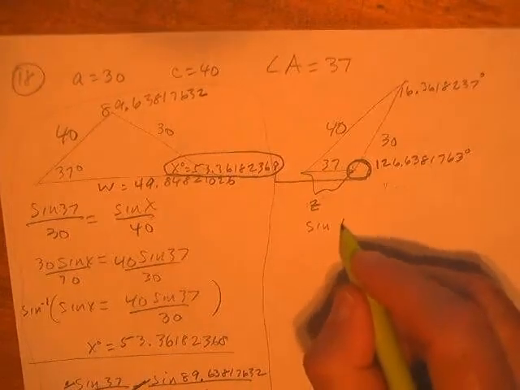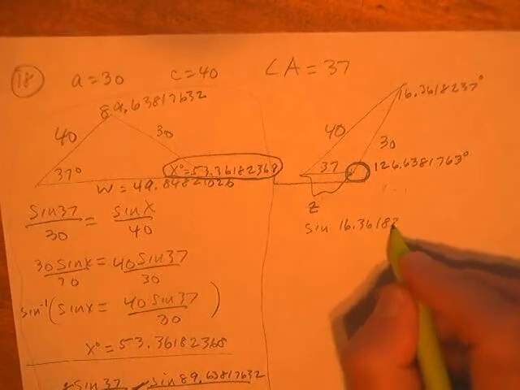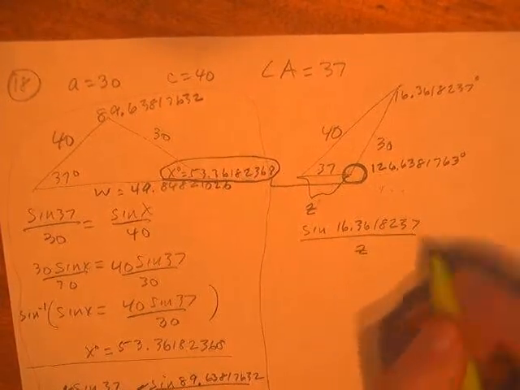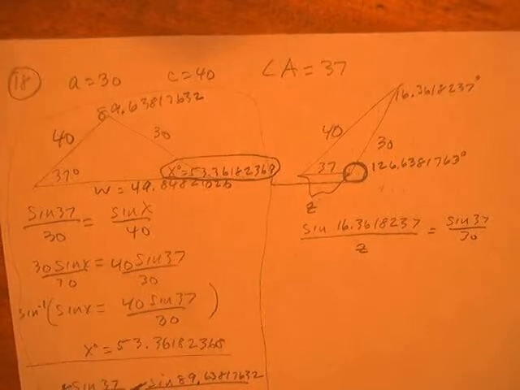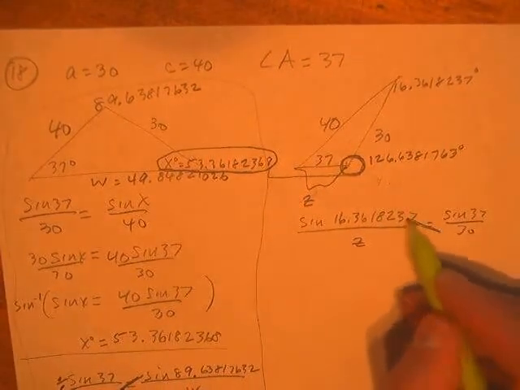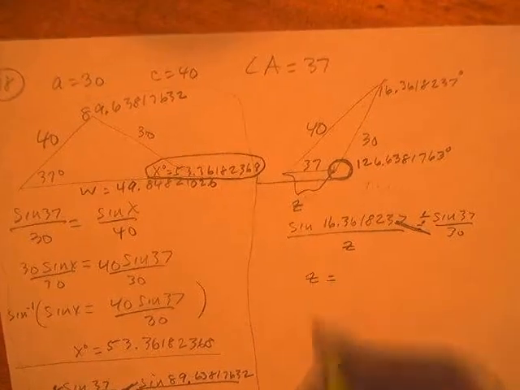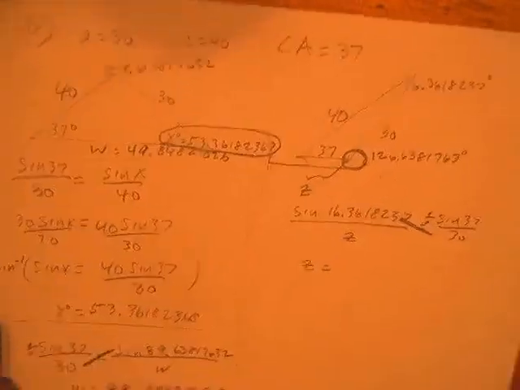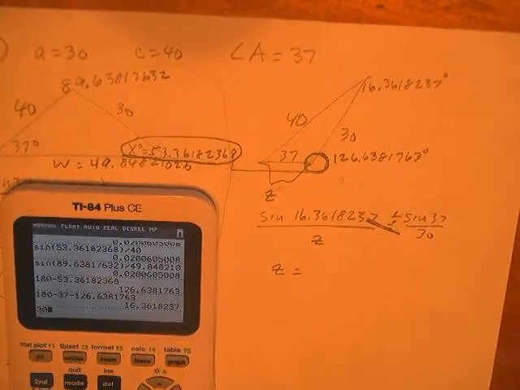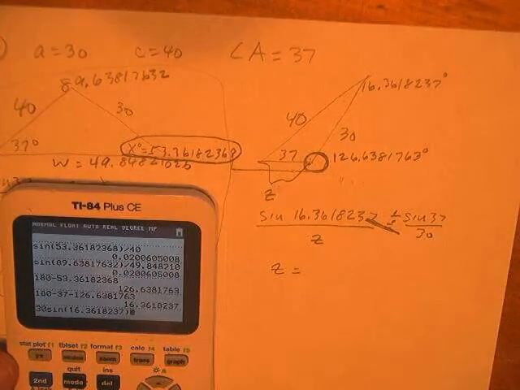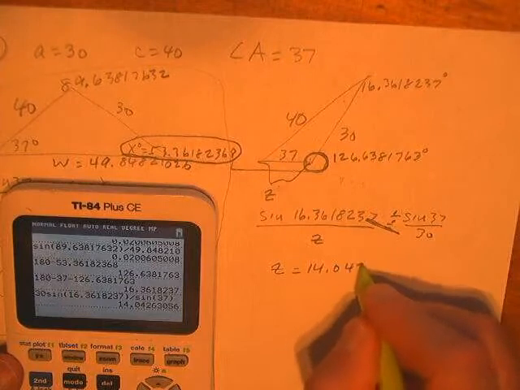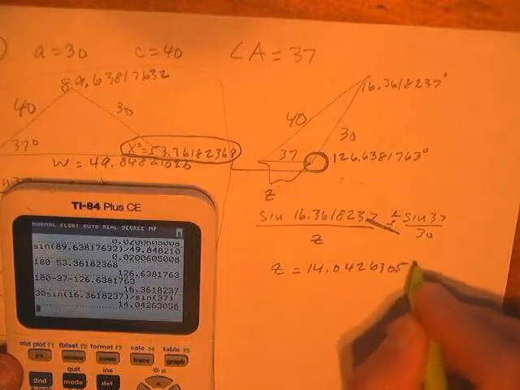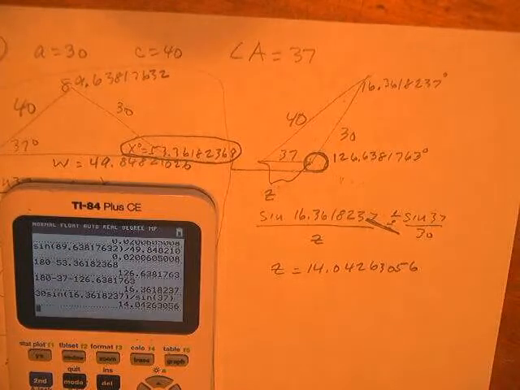So I've got the sine of 16.36182368 over Z equals the sine of 37 over 30. Multiply, divide, and you'll get Z. How about 30 sine, I need the 16 number. Oh, that was convenient, it was right there. And let's divide that by the sine of 37. That's 14.0426 and so on.